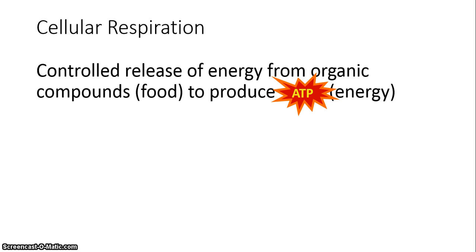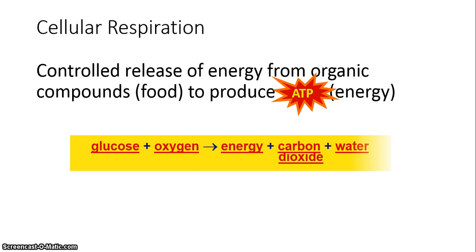Alright, we're going to start off with cellular respiration. That's defined as the controlled release of energy from organic compounds to produce energy, or ATP. So basically it's getting energy out of your food, and you use that energy for things like repairing damage, growing, and just living, for chemical reactions in your body.